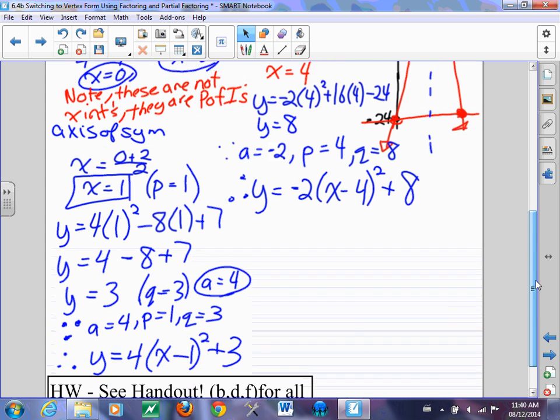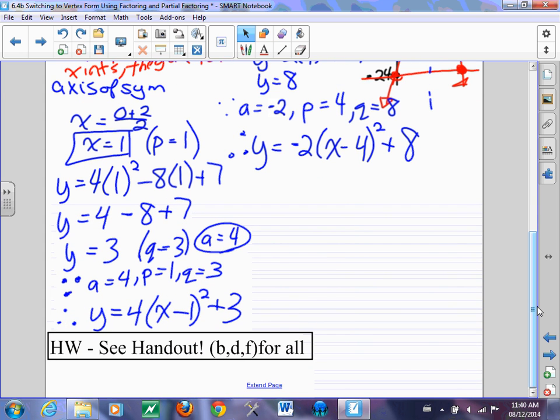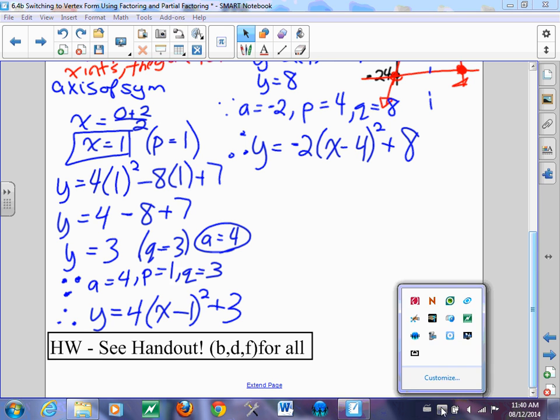So the handout for homework, folks, should be that foolscap one. It should be folded kind of in half, doesn't fit regularly in your book, and should have holes on the side. Anyway, see your handout. Do just questions B, D, and F for all. And have a great day. If you need any help, obviously come and see me. Thank you and goodbye.